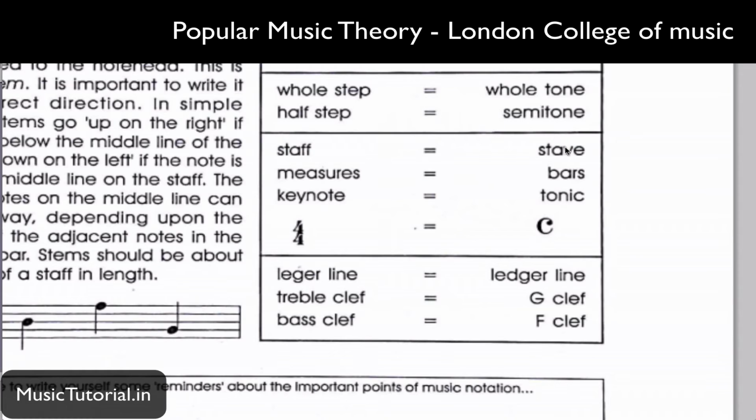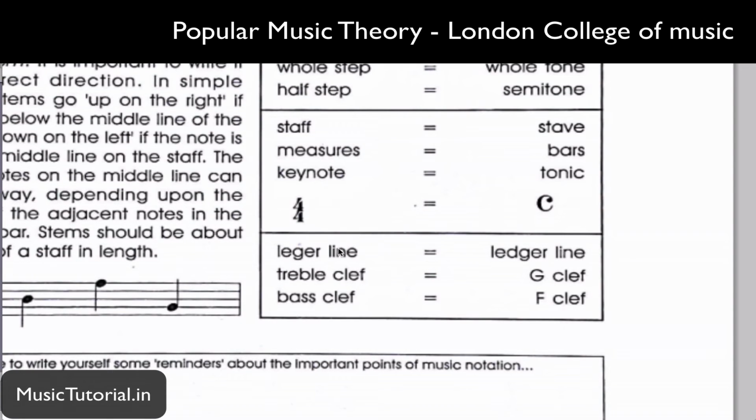Staff is called stave. Measures are called bars. Keynote is called a tonic. And 4/4 is written as C, and that tells us it's common time. Ledger line, spelled L-E-D-G-E-R, is also called a leger line, L-E-G-E-R. A treble clef is also called the G clef. A bass clef is also called the F clef.